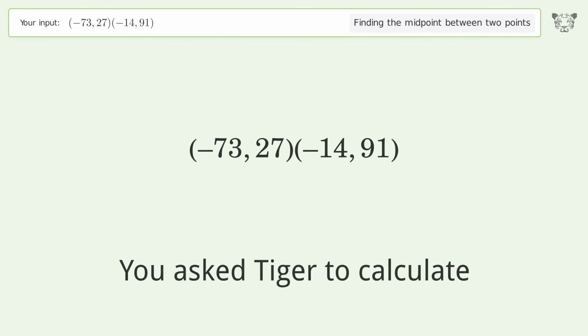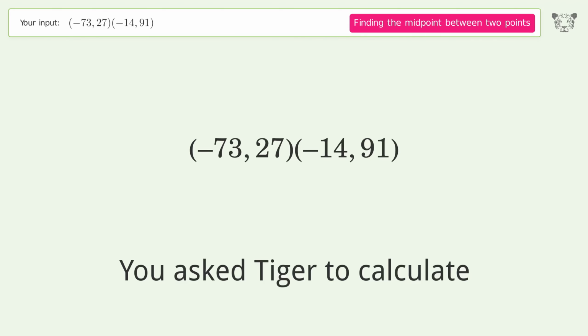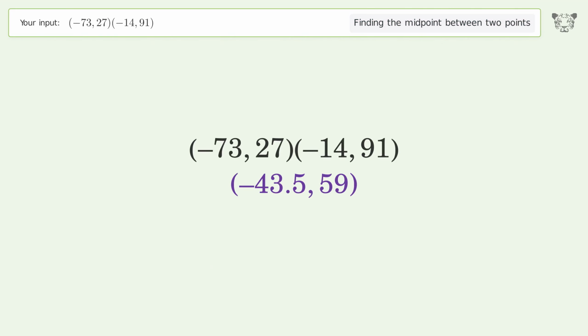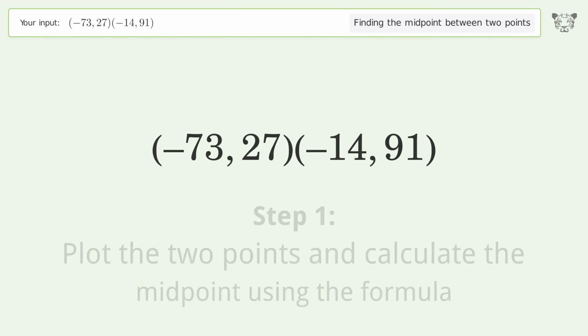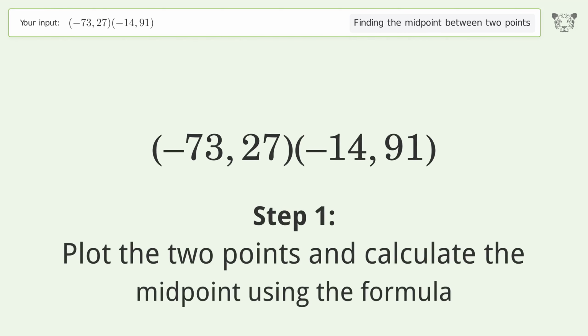You ask Tiger to calculate. This deals with finding the midpoint between 2 points. The midpoint between the 2 points is negative 43.559. Let's solve it step by step. Plot the 2 points and calculate the midpoint using the formula.